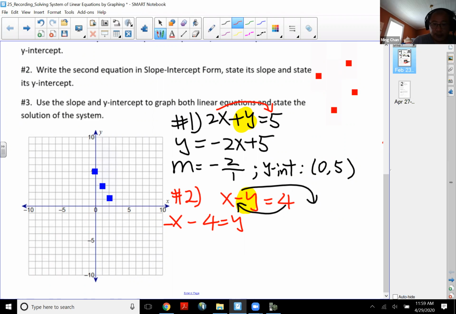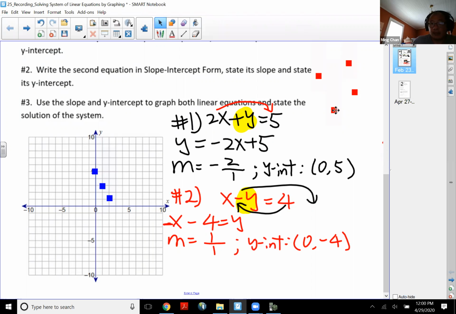By the way, what is this number right in front of x? It's 1, right? It's 1x. So my slope is 1. I'm going to say 1 over 1, which reminds me I need to go up 1 and to the right 1. Since it's positive, go up 1 to the right 1. My y-intercept is (0, -4).